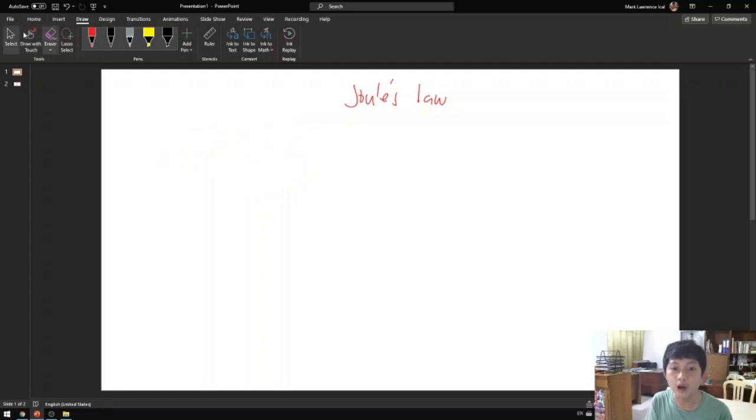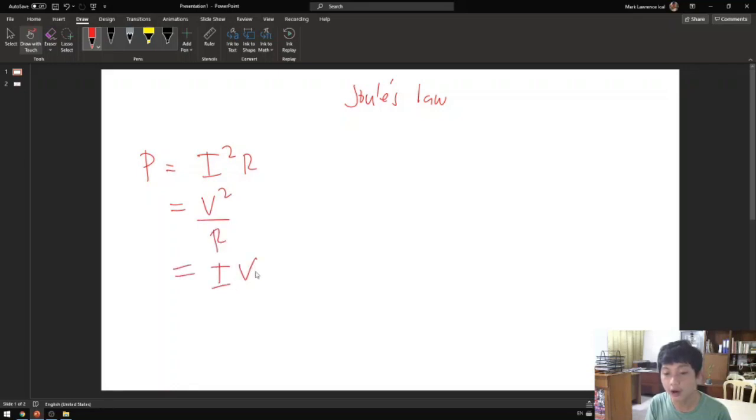Going back here, what's the formula? The formula for power is I squared R, or V squared over R, and that's also equivalent to IV. You can pick whichever of the three, it doesn't really matter. But if you're going to be more specific, you ask yourself, what's the difference for each formula? Well, they have different applications.